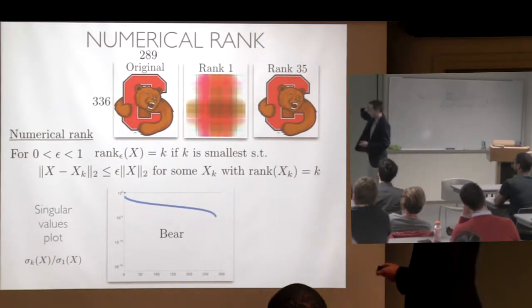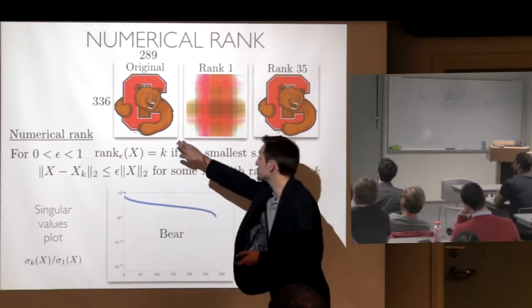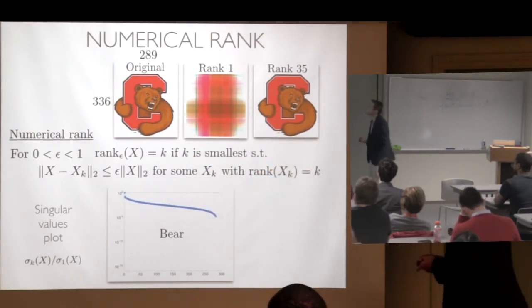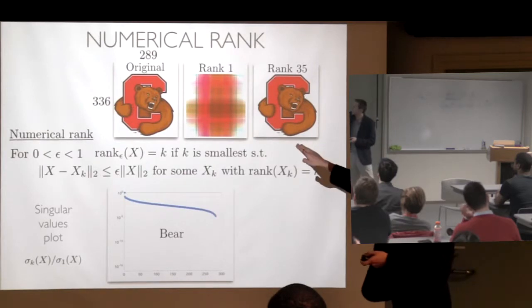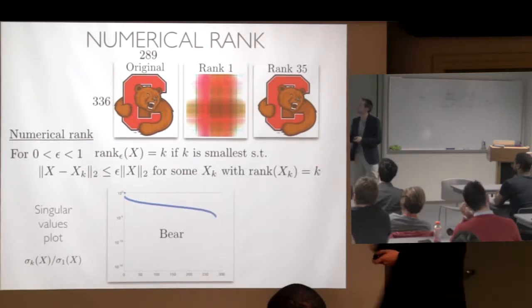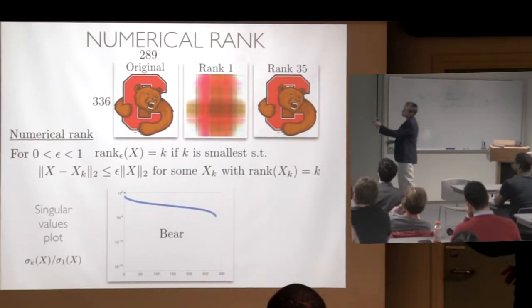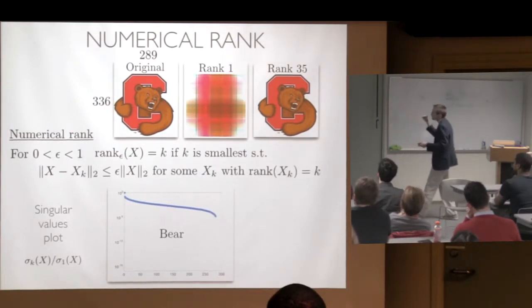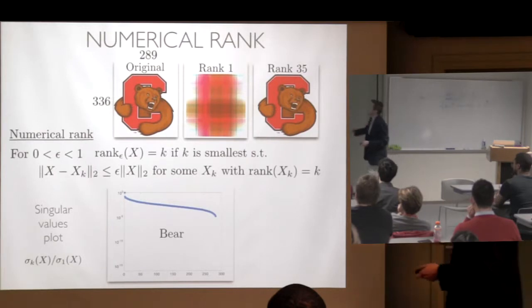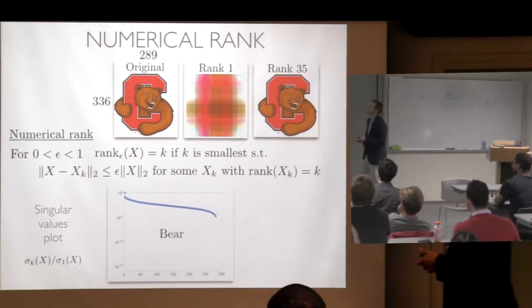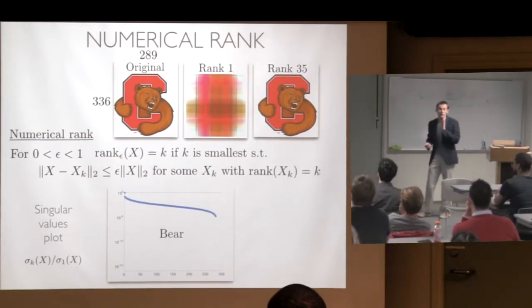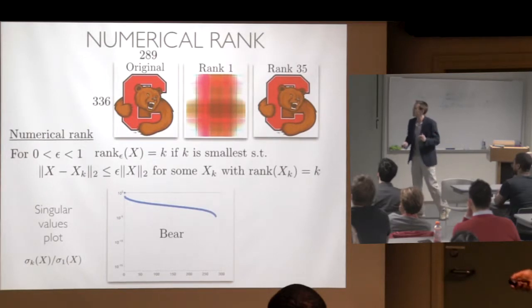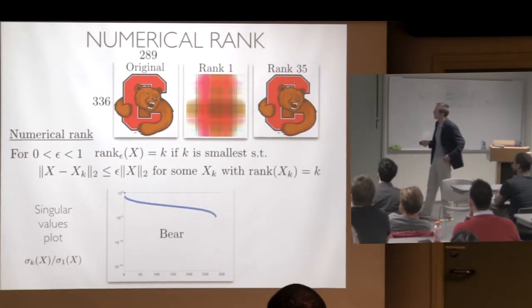Here's Touchdown the Bear, the Cornell bear. Here's the image. This is the full image, pixelated. And here's the rank 1 approximation to Touchdown the Bear. And you can see it's rank 1 because it's aligning with the grid, with the columns and rows. And here's rank 35 Touchdown. And you can see they're about the same. How did I know how to make them the same? How did I know how to choose 35?